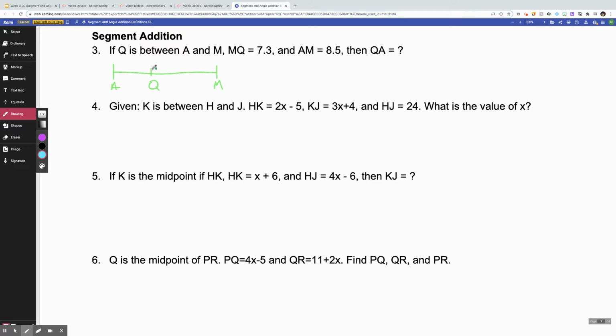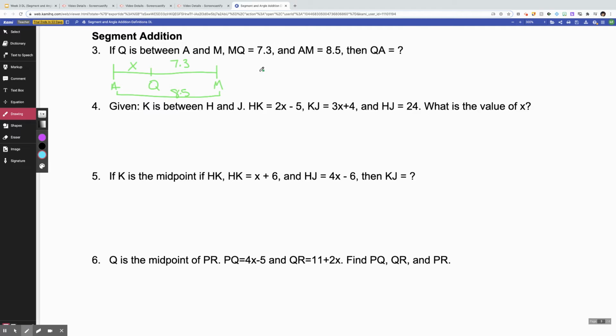So they said Q is between A and M. I don't know exactly where Q is, it's just somewhere in between, so I just stuck it somewhere. They said MQ is 7.3, so that's a part, it goes at the top. And then AM, which is the whole thing, is 8.5. And they want to know what QA is.